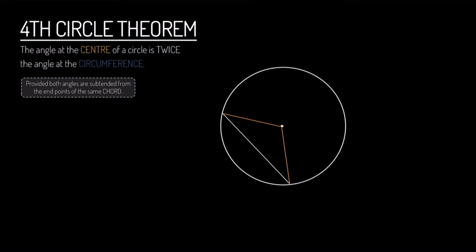Then we're going to make the angle at the circumference, making sure we draw it from the same chord. So starting with this endpoint, I'm going to connect it to the circumference. Then I'm going to connect the other endpoint to the exact same place, and this makes an angle. We'll call it theta. Now the circle theorem is basically saying that the angle at the center is going to be twice this angle. So if this is theta, this angle right here is going to be 2 times theta. We've got 5 circle theorems left. Let's keep going.